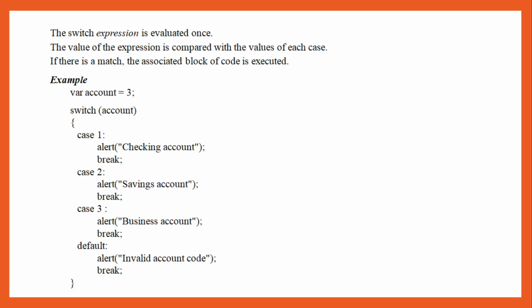Let's see an example for this. Here, account equals 3, switch of account. Now the variable value is 3, so the switch will execute case 3. If I said account equals 1, then it will execute case 1. What is there in case 3? Business accounts.